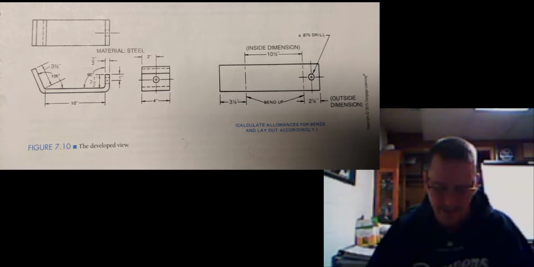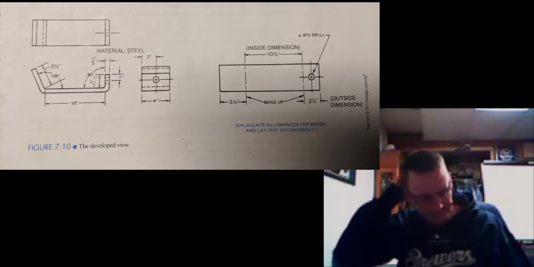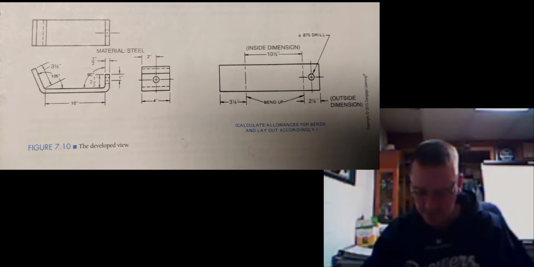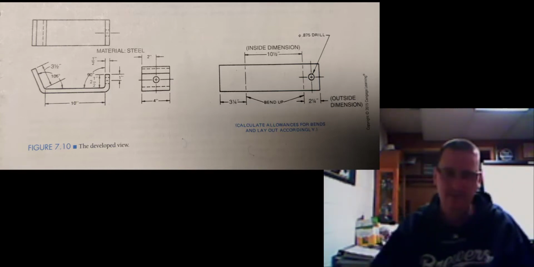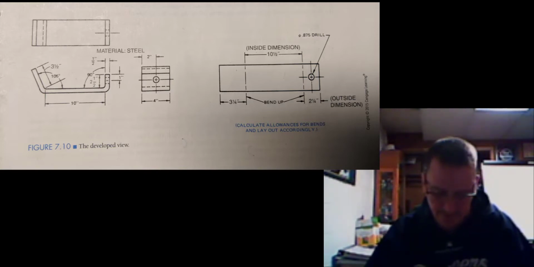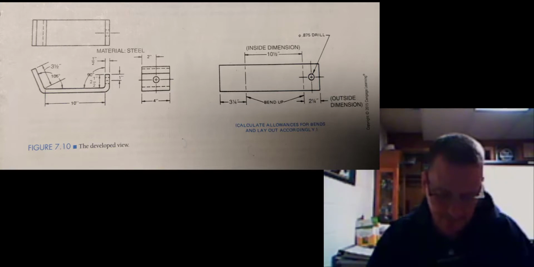It is common practice to show the location of any bends on the developed view. In addition, dimensions shown on the developed view include any allowances necessary for bending. So, let's look at figure 7.10. Alright, now looking over here on the left side of figure 7.10, here you have our material. We have our front view, we have our right side view, and we have our top view.